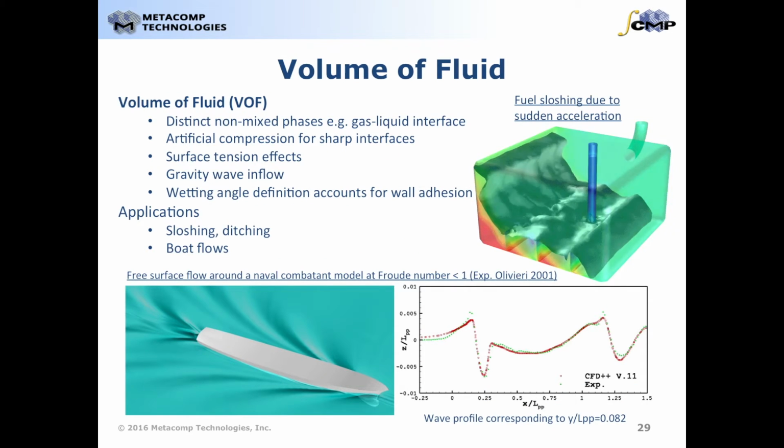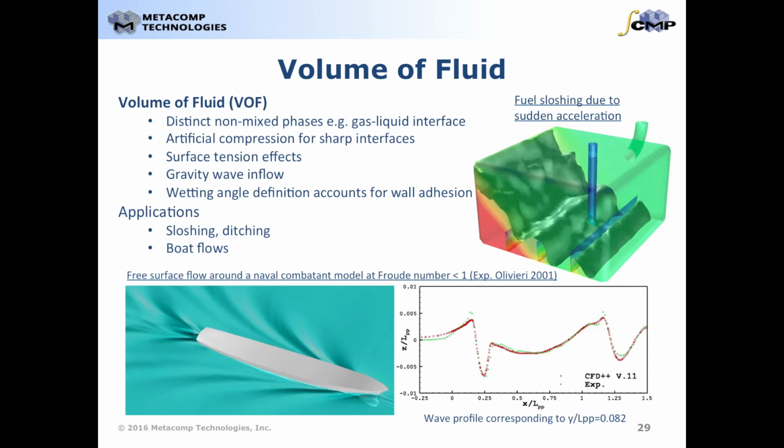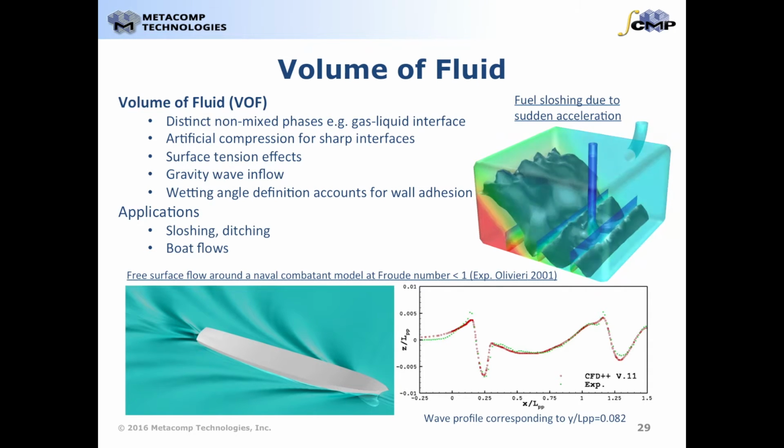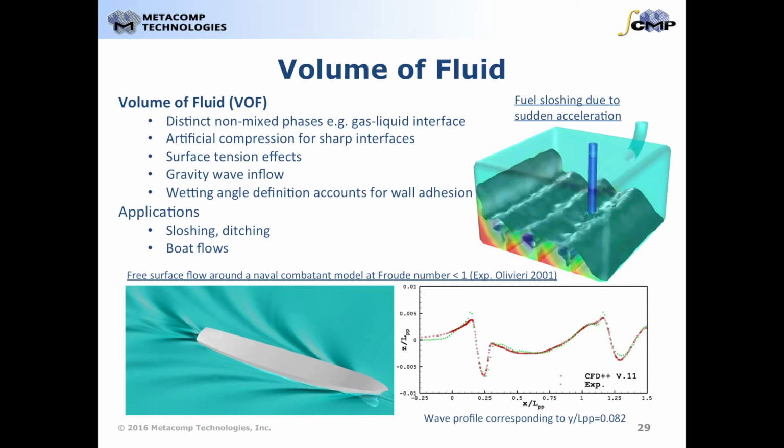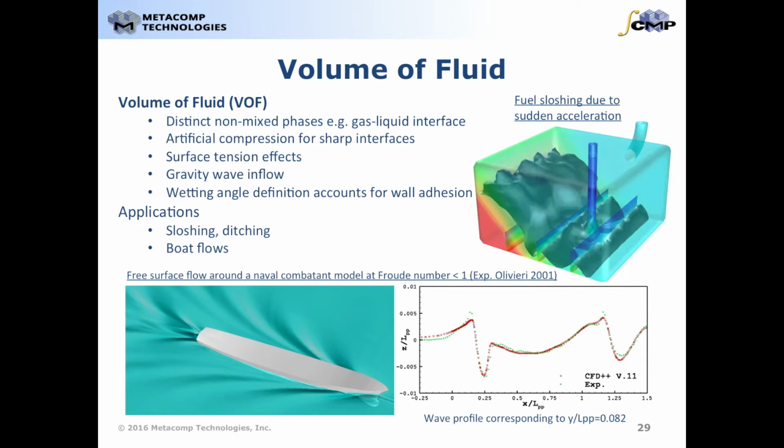The volume of fluid model in CFD++ can be used to simulate distinct non-mixed phases, such as a gas-liquid interface, and artificial compression can be used to model sharper interfaces. Surface tension effects can be modeled, and there is a special gravity wave inflow BC to prescribe a wave at an air-water interface. A wetting angle definition can account for wall adhesion.